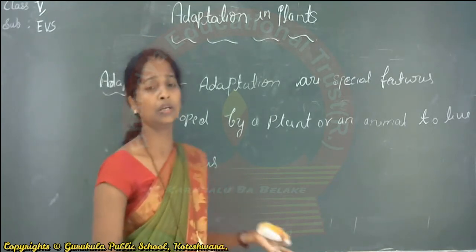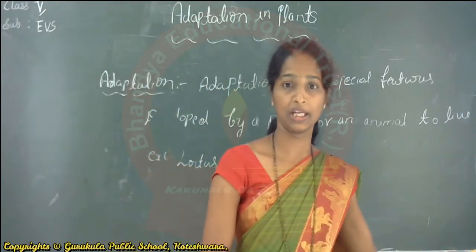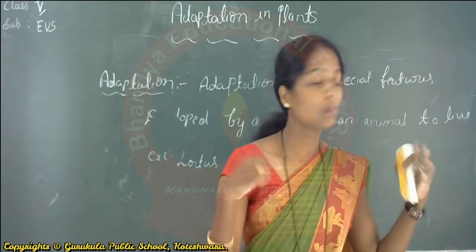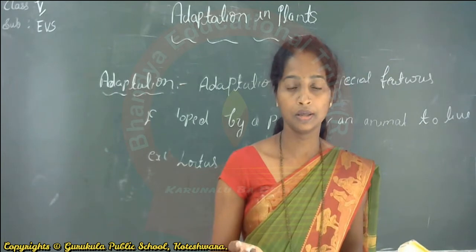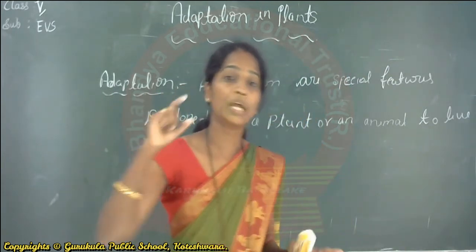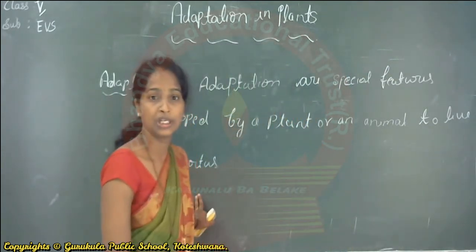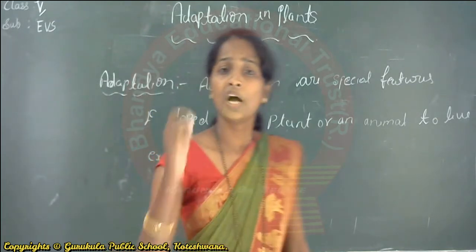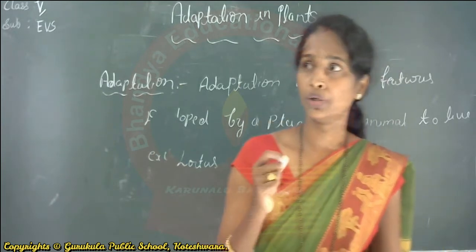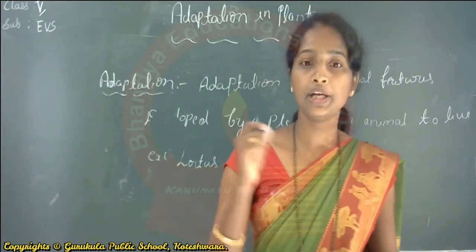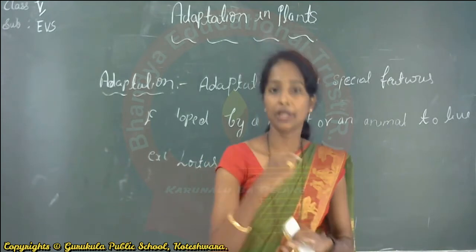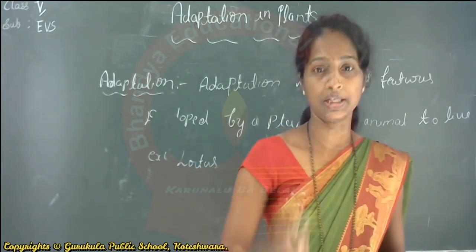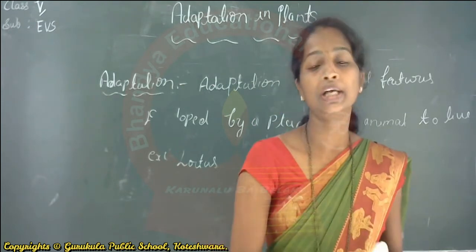We cannot see cactus plants in this area. We can see one or two plants, but we cannot see more. Is it? Yes, that is the adaptation. It is because of adaptation. I told you, children, different plants live in different areas. Different plants grow in different areas.